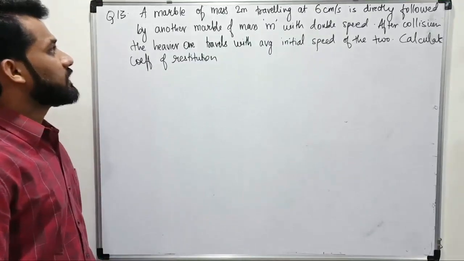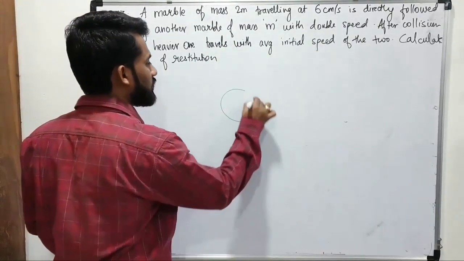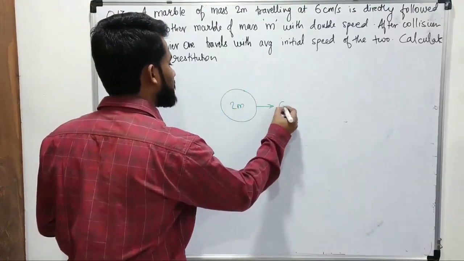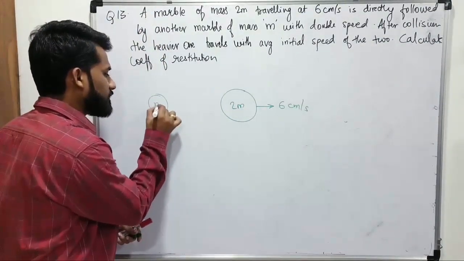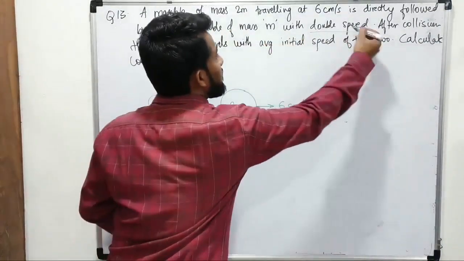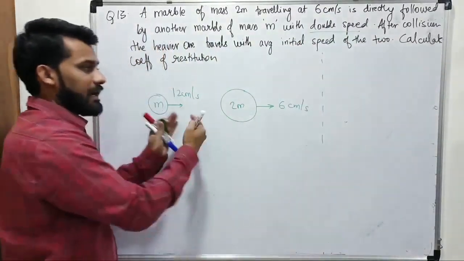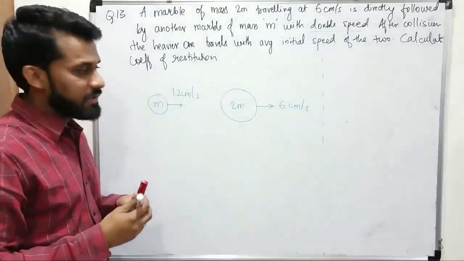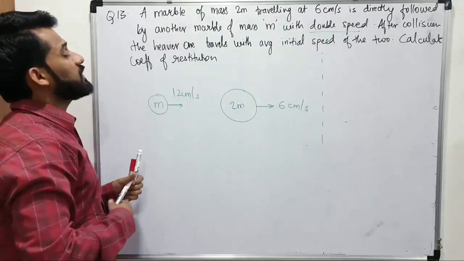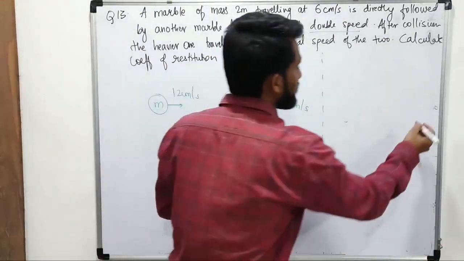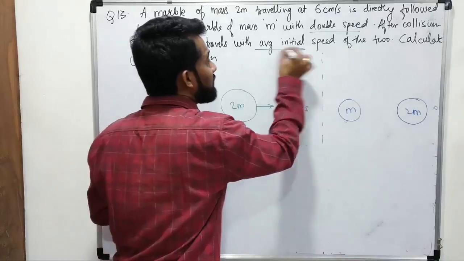Question number 13. Marble of mass 2m is traveling at the speed of 6 centimeters per second. So this is marble of mass 2m, traveling at 6 centimeters per second, followed by another marble of mass m. Now the smaller one is of mass m. It is traveling with double speed. Double means double of 6, so this will be 12 centimeters per second. They collide with each other. This is traveling with higher speed, so it will collide with the first one. After collision, the heavier one travels with the average of the initial speeds.